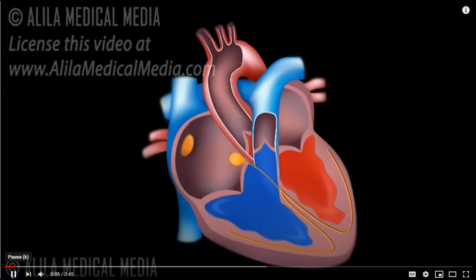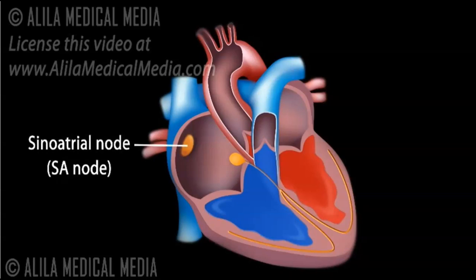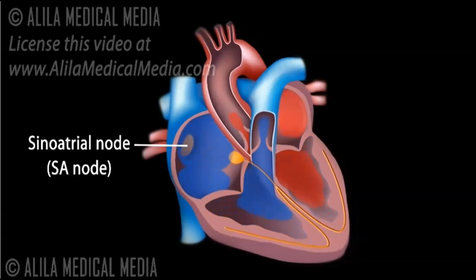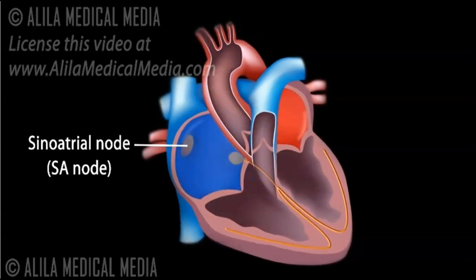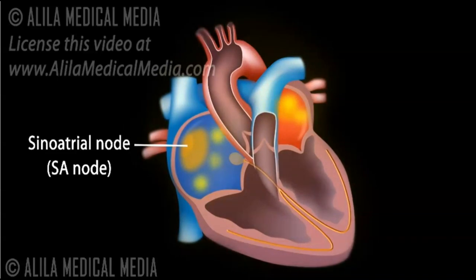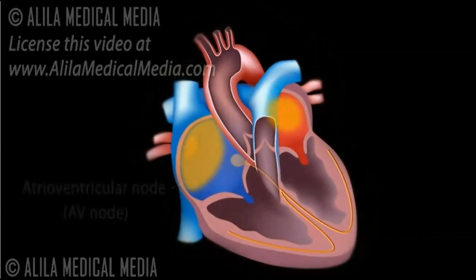Conduction system consists of the following components. The sinoatrial node, or SA node, located in the right atrium near the entrance of the superior vena cava. This is the natural pacemaker of the heart. It initiates all heartbeat and determines heart rate. Electrical impulses from the SA node spread throughout both atria and stimulate them to contract.